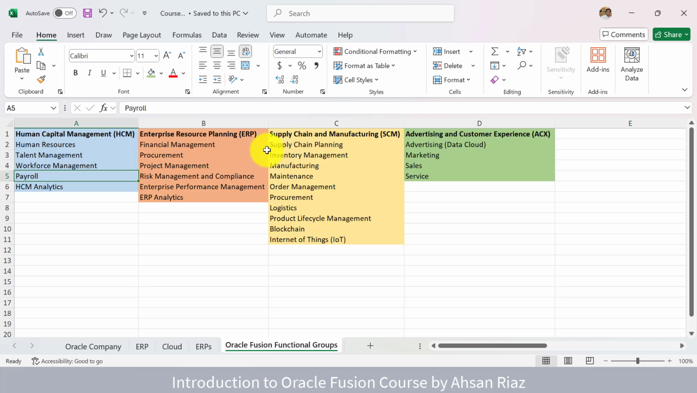So I hope it's clear to you now. A brief introduction of the functional groups and products and offerings of the Oracle Fusion application.